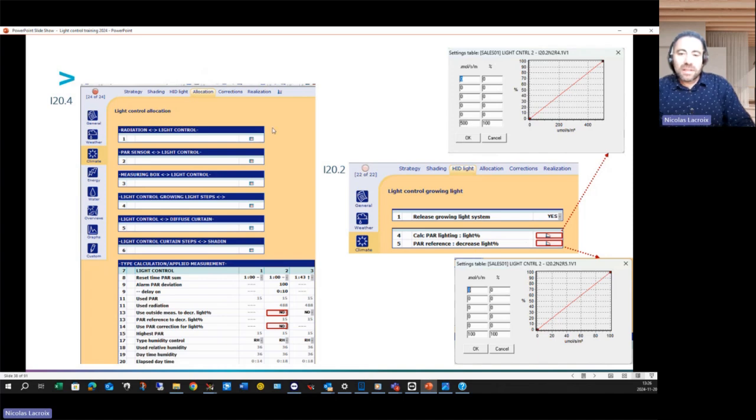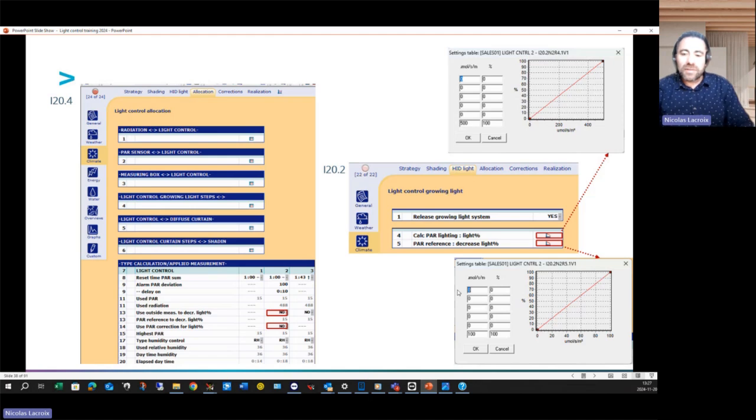Okay, so you can see here I have 2 new settings. Use outside measure radiation to decrease light percentage. I set it to no because I want to use the PAR, so that refers to that line here. And use PAR correction for light percentage. I leave it to no for now. We'll explain later how it works. Okay, but let's start with both at no. So that means I only use the PAR reference to decrease the light.